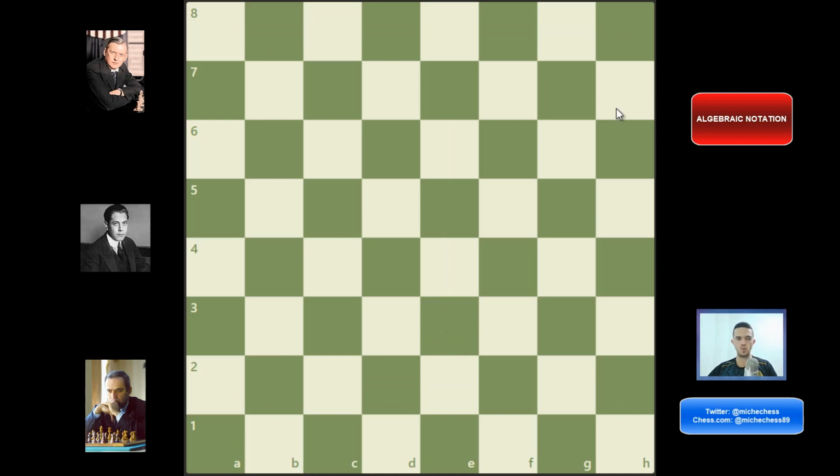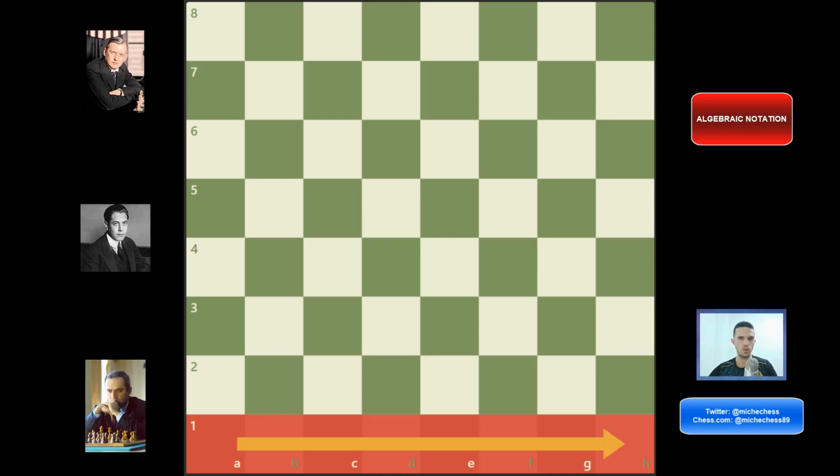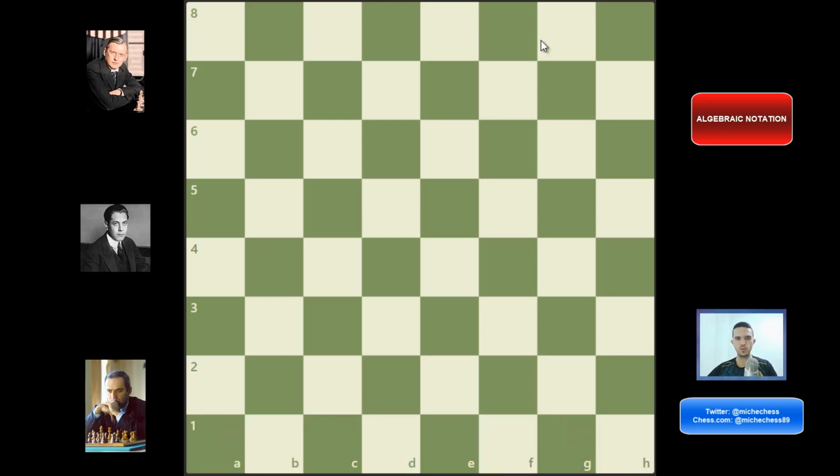In algebraic notation, we assume that white pieces are always on the first rank. So this is always rank number 1 when white pieces are over here. If white pieces are on the other side, this is going to be rank number 1. That's the way we understand algebraic notation.